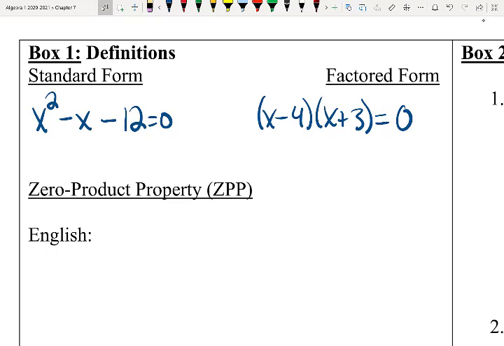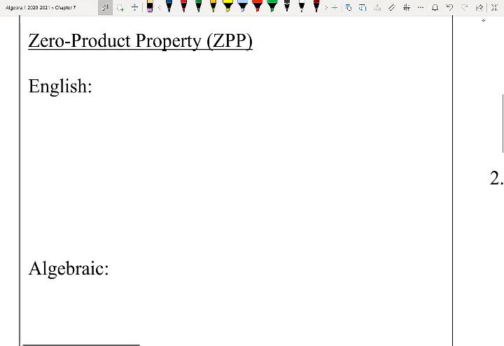Now, this factored form is way easier to work with when we're trying to solve an equation. Because we have two different x values, we're going to have two different answers, and that makes things a little bit more complicated. What we need in order to solve those equations is something called zero product property, which I just shortened to ZPP. We're going to look at ZPP two different ways: I'll give you the words definition, and then we'll look at what it means algebraically.